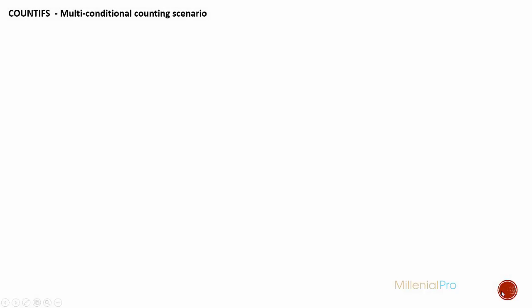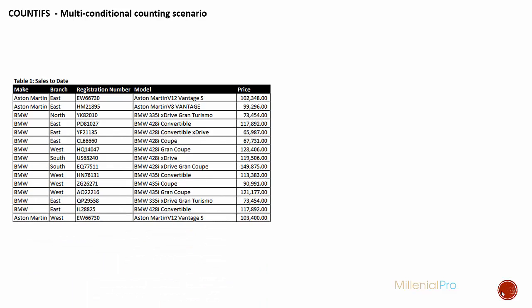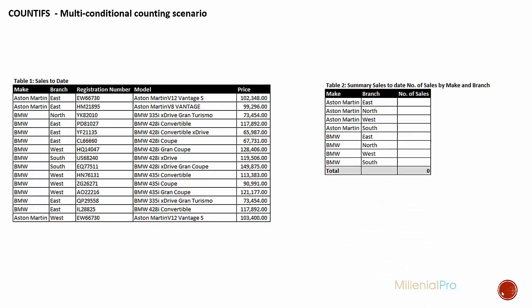Let's take a look at a typical calculation scenario that can be resolved by the COUNTIFS function. Suppose that you work at a car dealership. You've been presented with two tables. The first table is your sales to date. The second is the summary of your sales by the car make and dealership. Your task is to count the number of sales by the make and the branch. So here you are presented with two criteria for your counting: the car make and the branch.